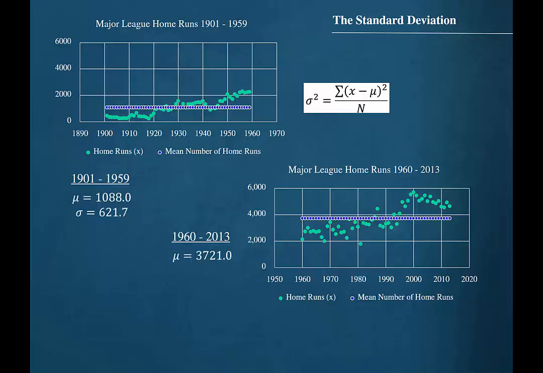The standard deviation for the 1901 to 1959 seasons is 621.7. The standard deviation for the 1960 to 2013 seasons is 1,075. So if we did not have the graphs in front of us, but were instead provided with only the standard deviations for these two similar populations, we would gather from the standard deviations that there is more variation in the number of home runs in the 1960 to 2013 seasons than in the 1901 to 1959 seasons.